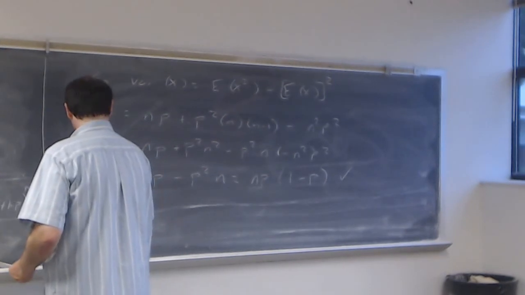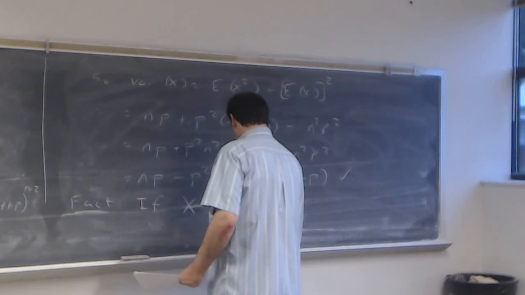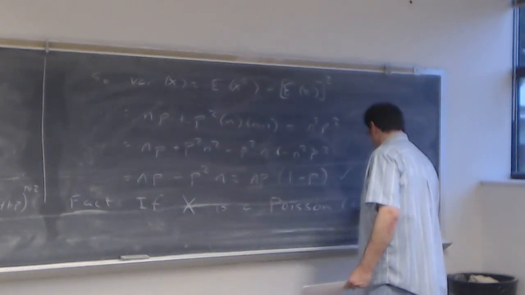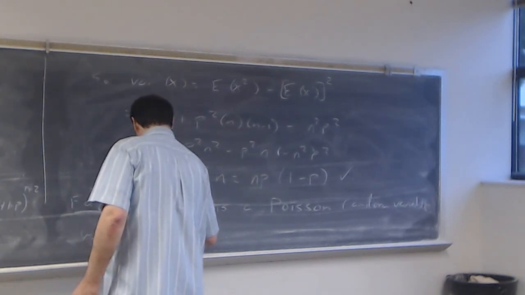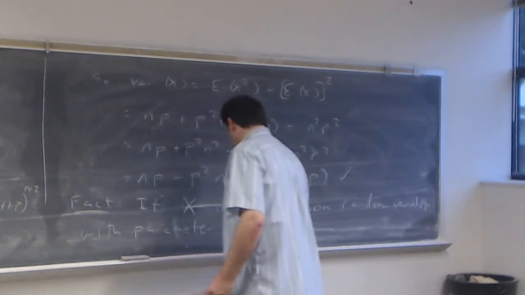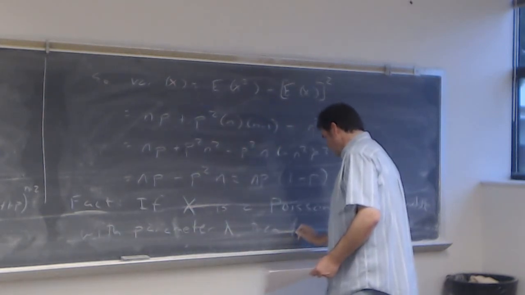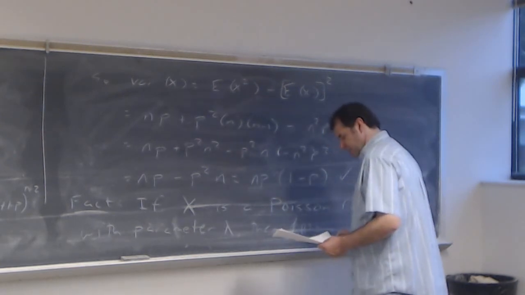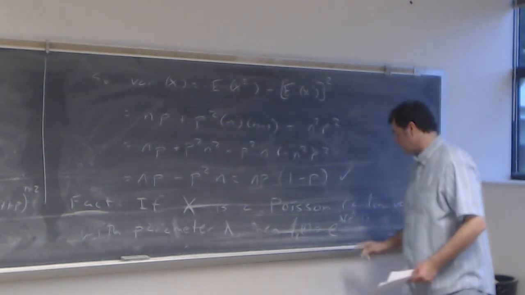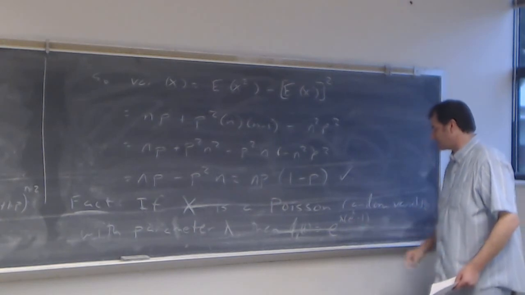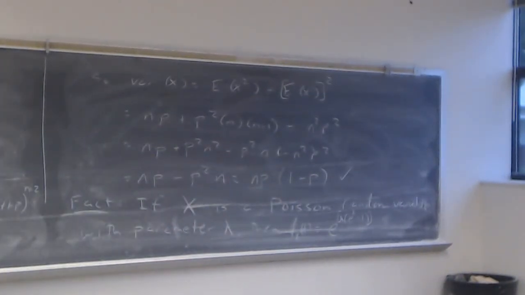Well, here's another fact. If x is a Poisson random variable with parameter lambda, then the moment generating function phi sub x of t is going to be equal to, so here's the answer, e to the lambda, so the power is lambda times e to the t minus 1. That's what it is. So it's e raised to the quantity, lambda times the quantity e to the t minus 1. Okay, so this is the power. Let's prove that. We're going to prove it using the definition of the moment generating function.